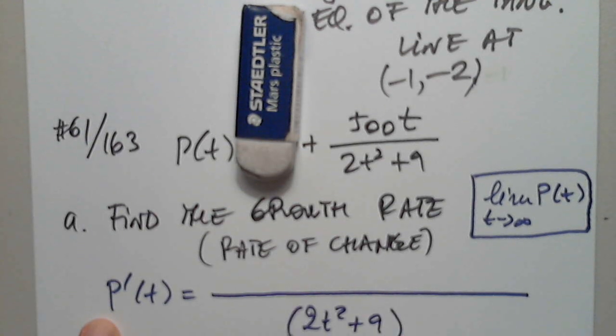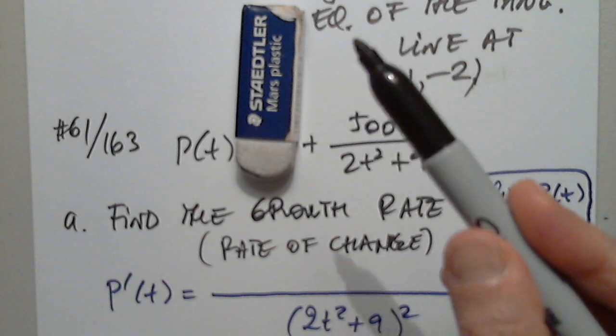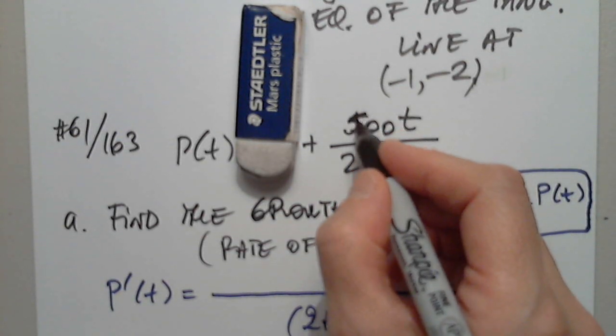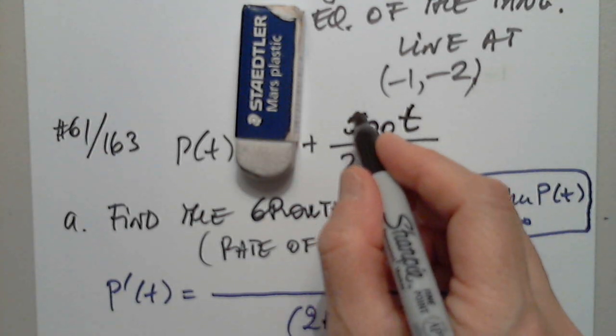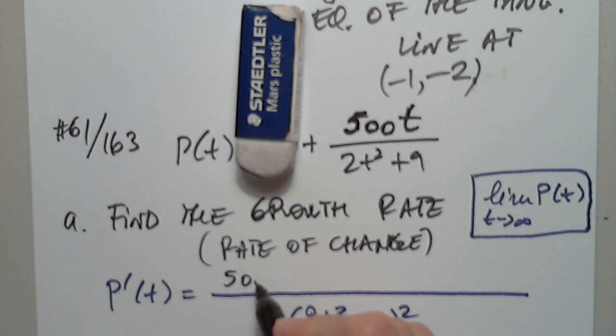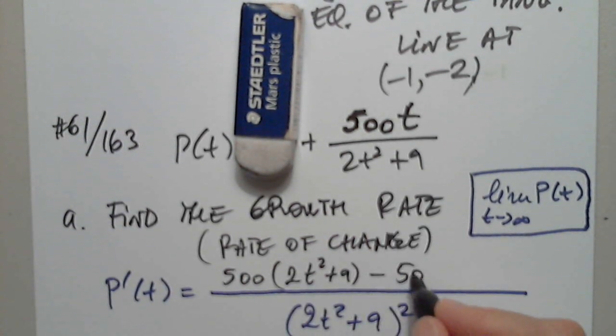2t squared plus 9, squared. Can anyone differentiate the top? What does it say? I'm sorry. Oh, sorry about that. It's 500t. Oh, 500. Thank you. Awesome. And then 2t squared plus 9 minus 500t.